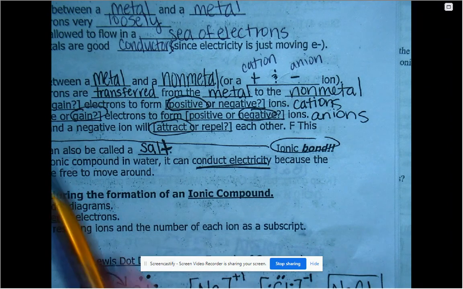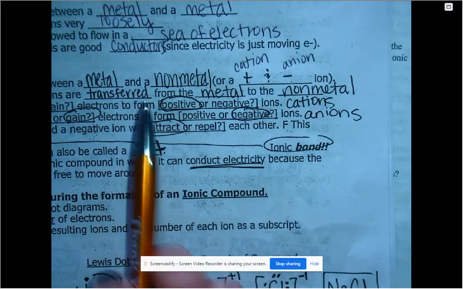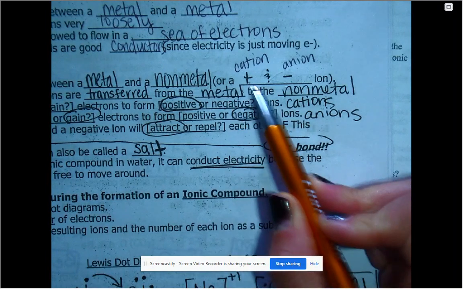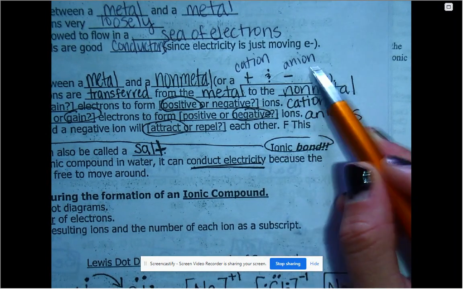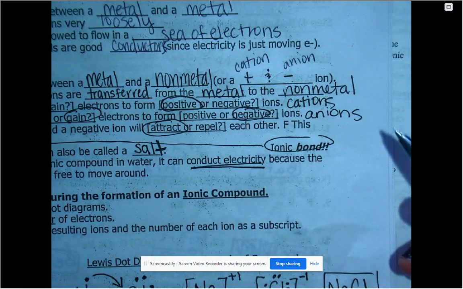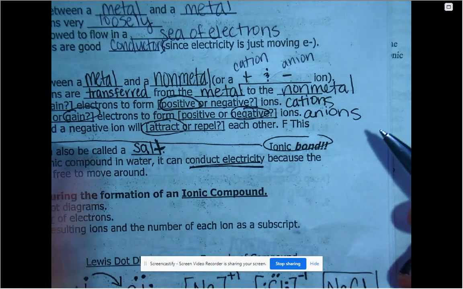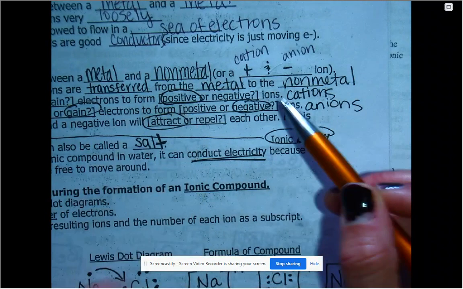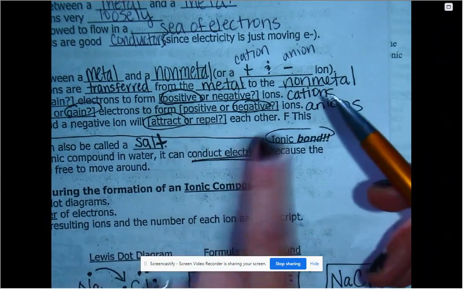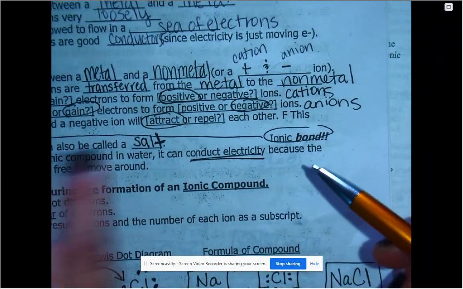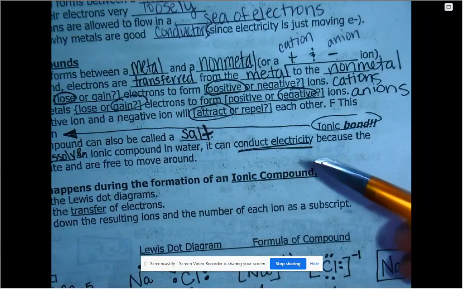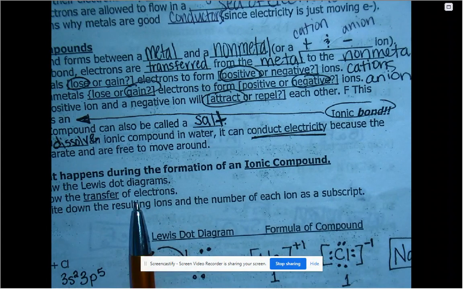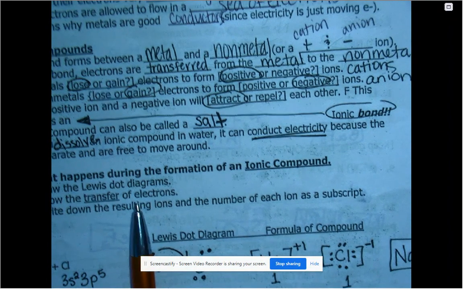All right. In an ionic bond, electrons are going to be transferred from the metal, the positive guy, the cation, to the nonmetal, or the anion. Metals are going to lose electrons to form positive ions. Nonmetals gain electrons to form negative ions. A positive and a negative are going to attract each other. So there's that idea that positive and negative attract, just like the magnets we talked about earlier.